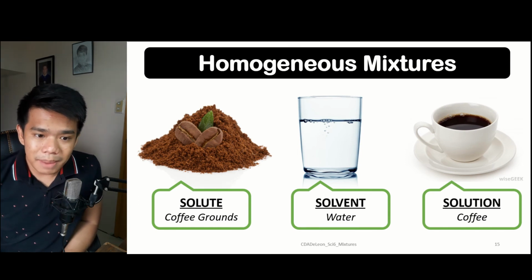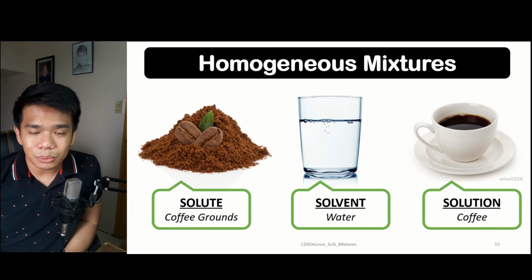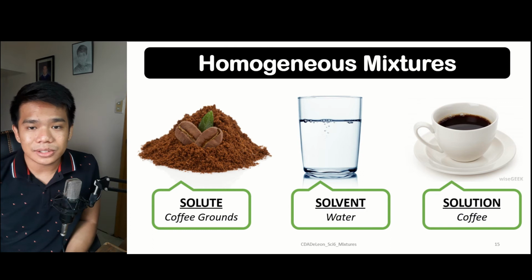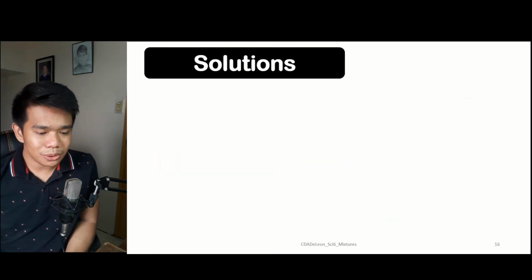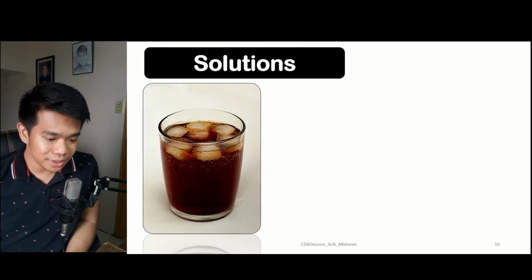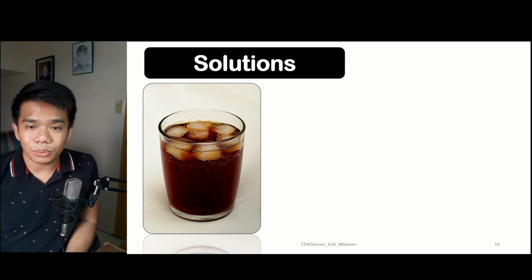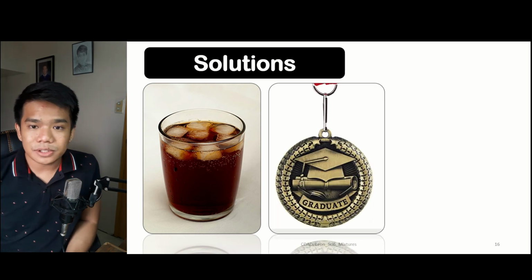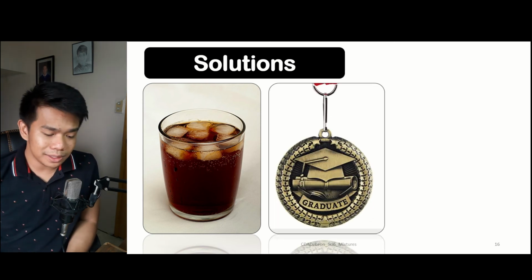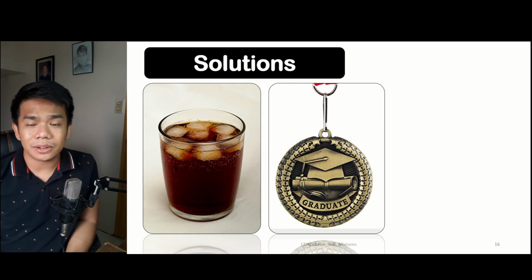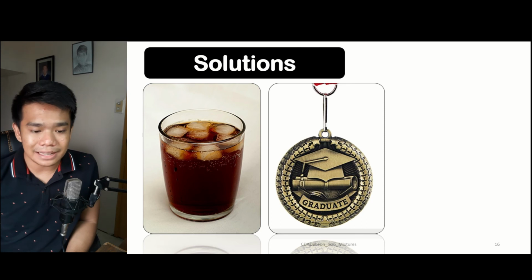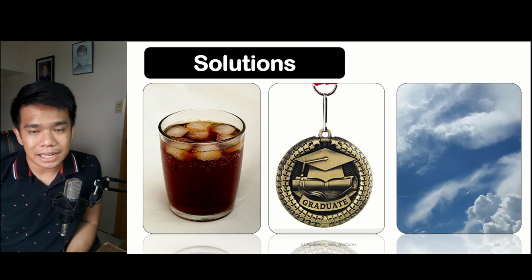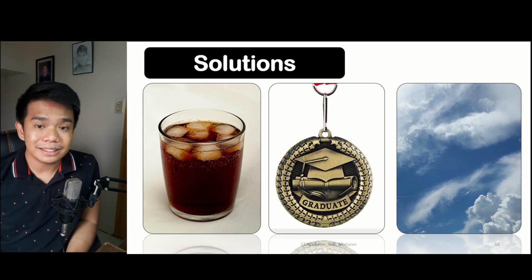Now, always remember that solutions are not just limited to a solid solute and a liquid solvent. They can also involve other phases of matter. Other examples of solutions are, first, soda or the soft drinks that we all know, which are made up of gases dissolved in liquid. It can also be a solution of solids. In this case, we have the alloy. Alloy is the term used for the combination or solution of two different metals. And lastly, we have the air itself, which is a mixture of different gases.